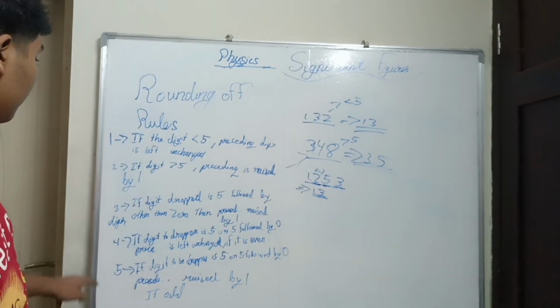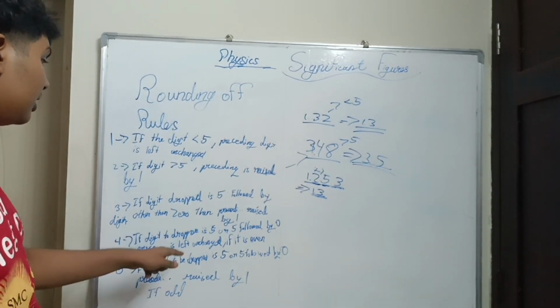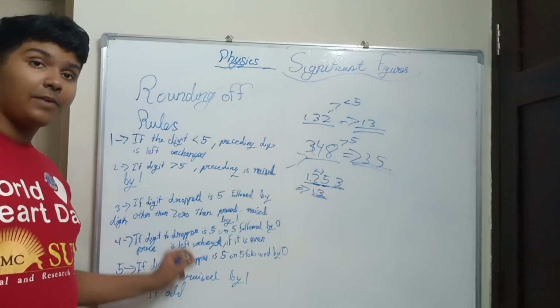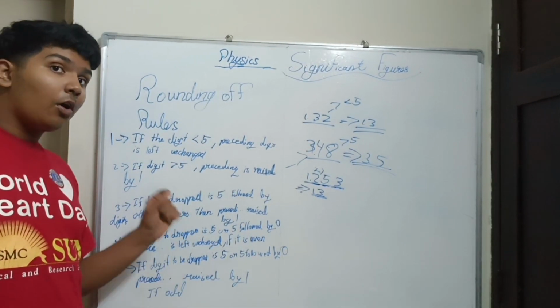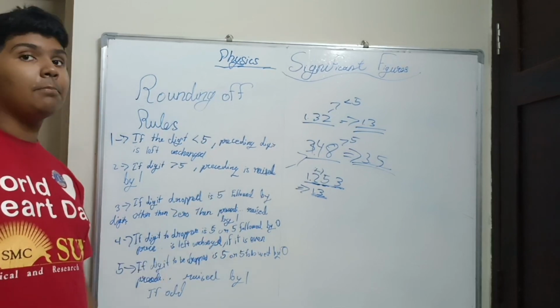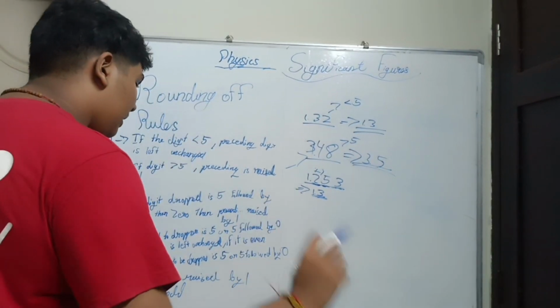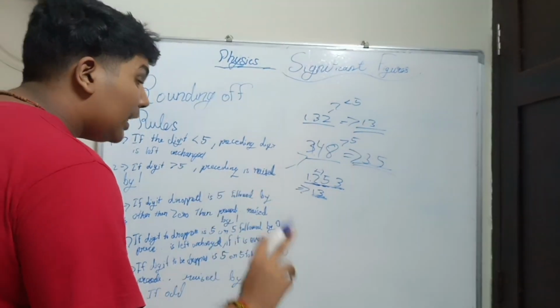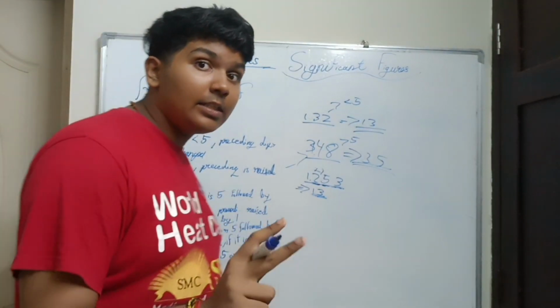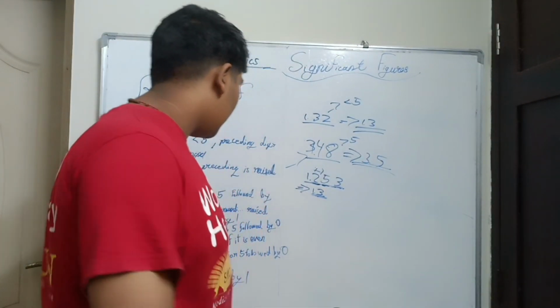So got it here? Now rule number 4. If the digit to be dropped is 5 or 5 followed by 0. In the other case, it is only followed by other digits, but this one can be followed by 0. The preceding digit will be left unchanged if it is even. Okay, if it is even, like 2, 4, 6, right? I'll show you an example.